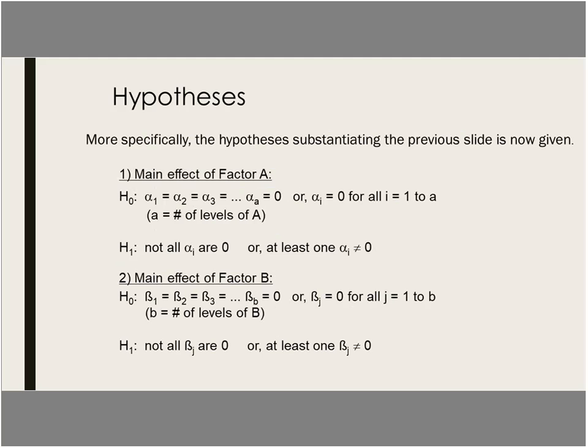So like the hypotheses I've shown on the previous slide, for the main effect of factor A, we can say that all of the effects are going to be equal to 0, and then the alternative hypothesis is that not all are 0, or at least one is not 0. Then for the second one, the main effect of factor B, which will be denoted by beta, beta 1 equals beta 2 equals beta 3 equals 0. That means there's no differences. But then the alternative is going to say that at least one of them is different.